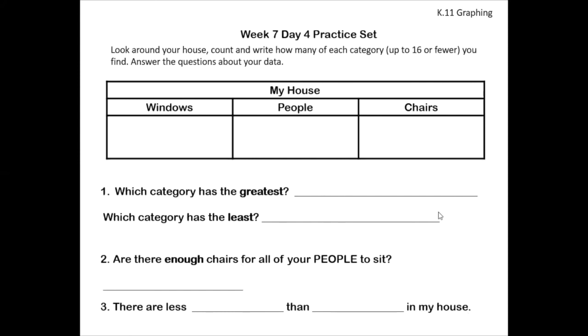Miss Cotton did a look around her house and found some things. I found 6 windows. There's only 2 people in my house and 10 chairs. That's a lot of chairs. So, which category has the greatest? Right, my chairs. And the category that has the least? Yeah, the people, since they only have 2.